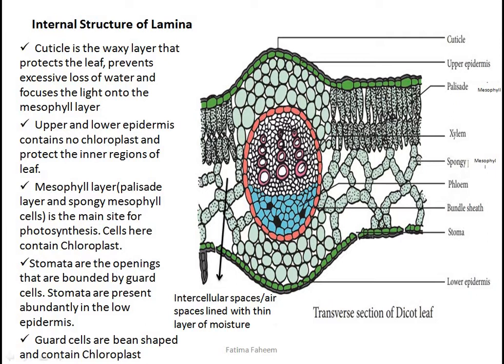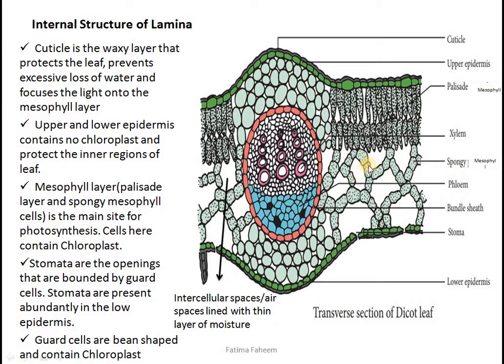And remember students, above it is a waxy layer called cuticle, which is shown in gray color. This cuticle is a waxy substance. It's non-cellular, meaning it is not made up of cells. What does it do? It prevents the excessive loss of water and also focuses the light into the cells which are lying below it. Upper epidermis, like I told you, does not contain chloroplast and it protects the lower regions of the leaf.